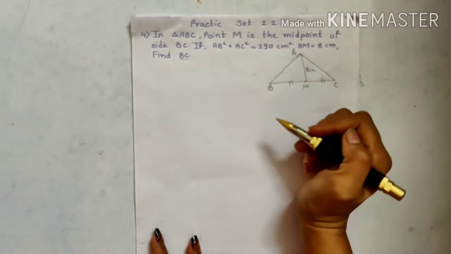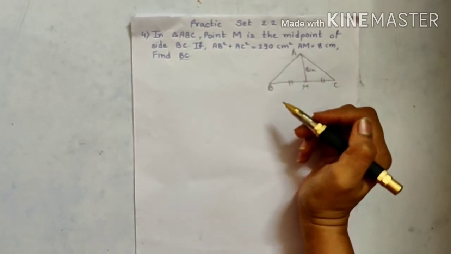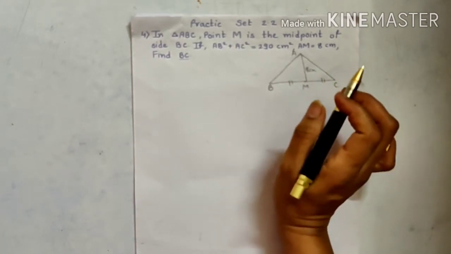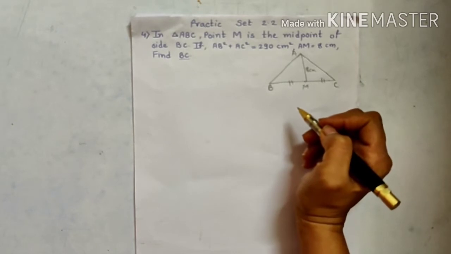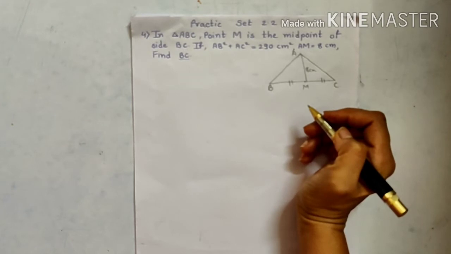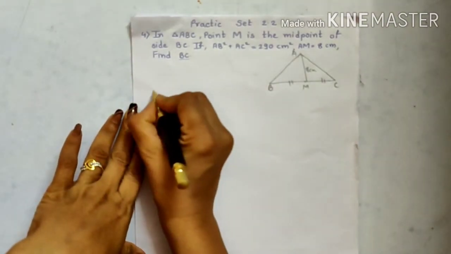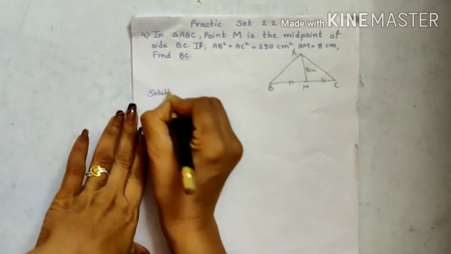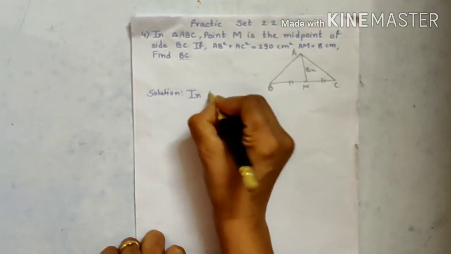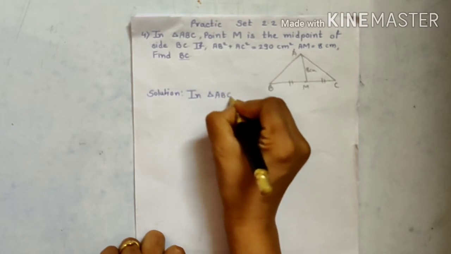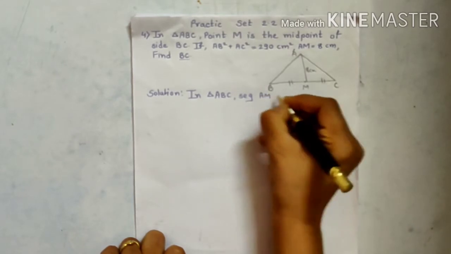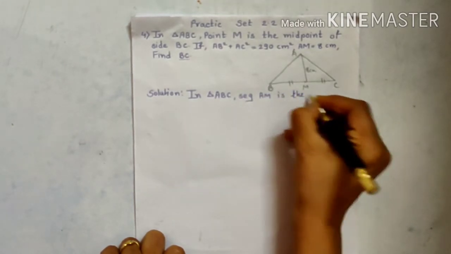Here we can apply Apollonius theorem. We know that for applying Apollonius theorem we require a triangle and its median. Then we can apply Apollonius theorem. Here in triangle ABC, segment AM is the median. Okay, so first we will write the solution. In triangle ABC, segment AM is the median.